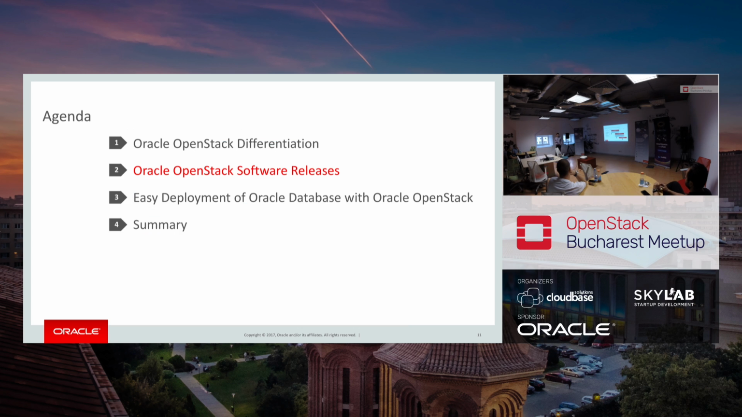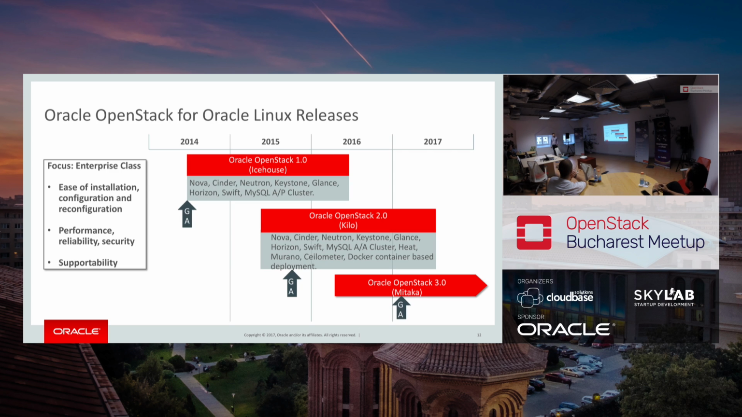Now, regarding software releases, we started in 2014. Our 1.0 version was based on Icehouse and had just the generic services, so just Neutron, Nova, Cinder, and we used Packstack for that deployment. Then we continued in 2015 with version 2.0, which was based on Kilo, and we additionally added Heat and Murano. We introduced the MySQL cluster, and Ceilometer as well. Also, importantly, we started to containerize our OpenStack services to run inside Docker.